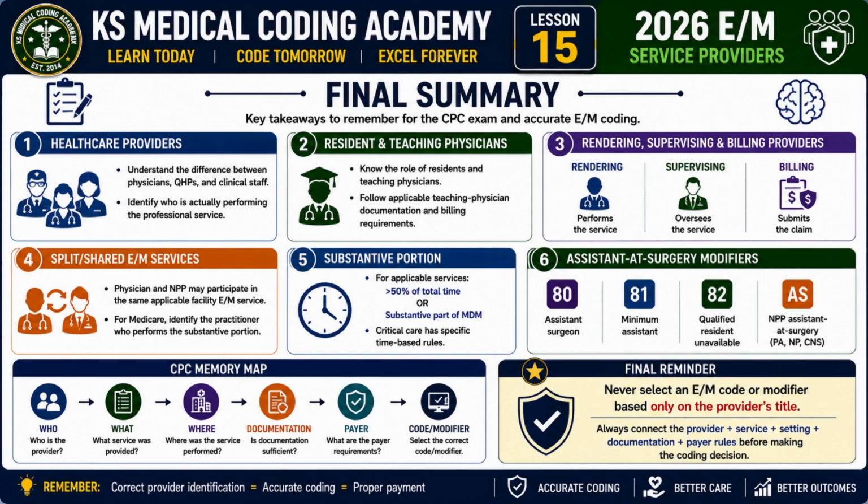We also reviewed assistant at surgery modifiers. Modifier 80 means assistant surgeon. Modifier 81 means minimum assistant surgeon. Modifier 82 applies when a qualified resident surgeon is unavailable. And modifier AS identifies certain NPP assistant at surgery services.